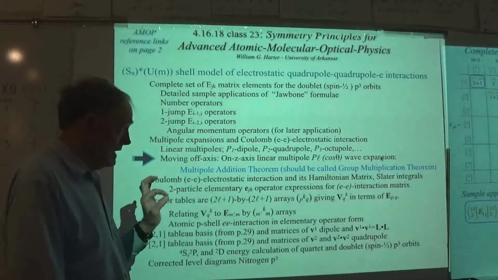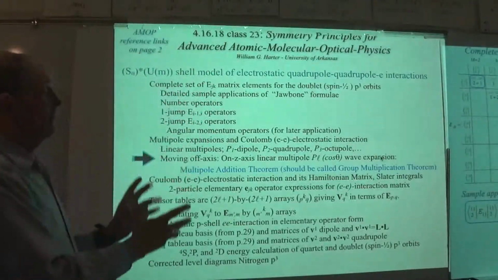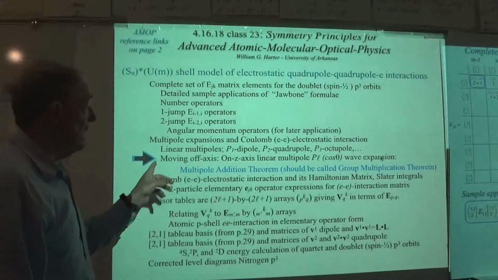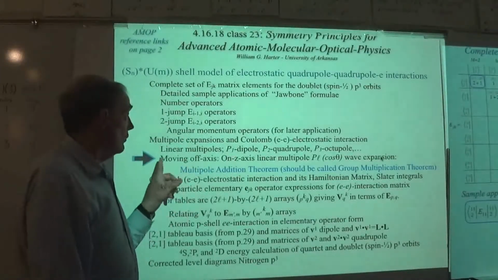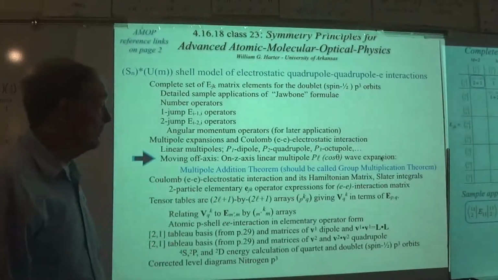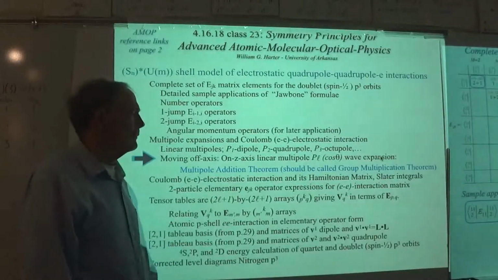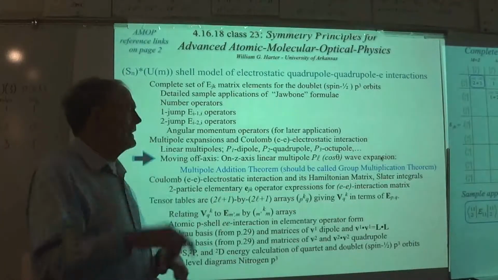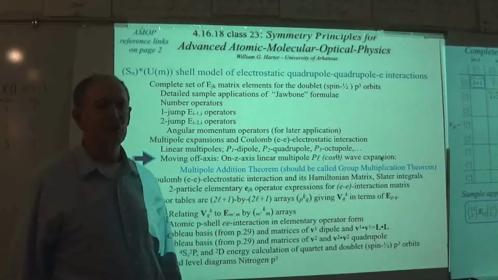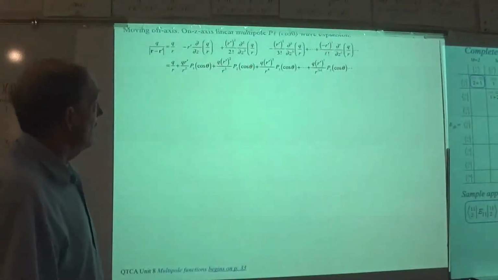All of those things are lined up on an axis, making some kind of wave functions that's cylindrically symmetric around that z-axis. So we've got to move off of the z-axis. That means we have to do some group multiplication. I rename multipole addition theorem officially now the group multiplication theorem. You'll see why as we actually move it off the axis.